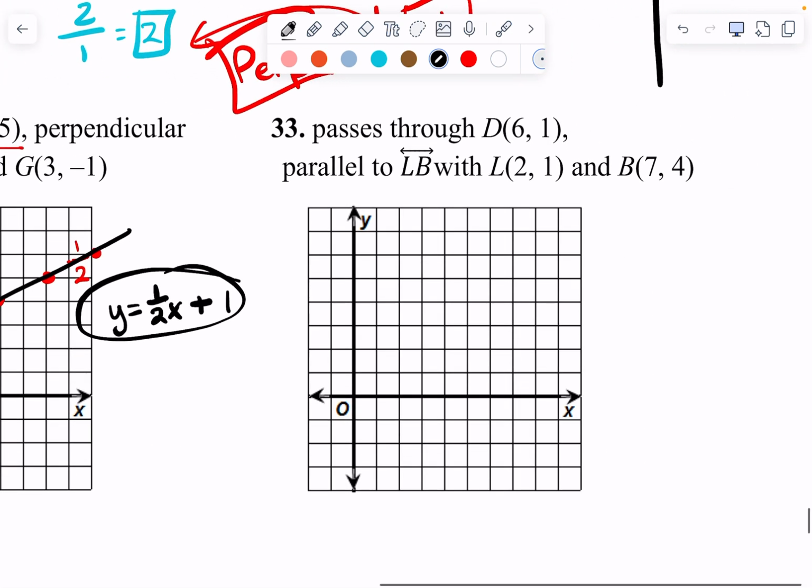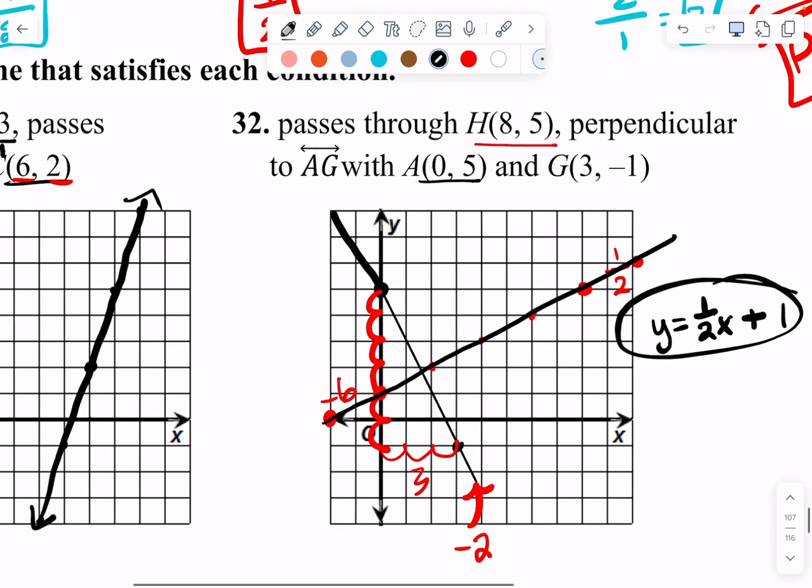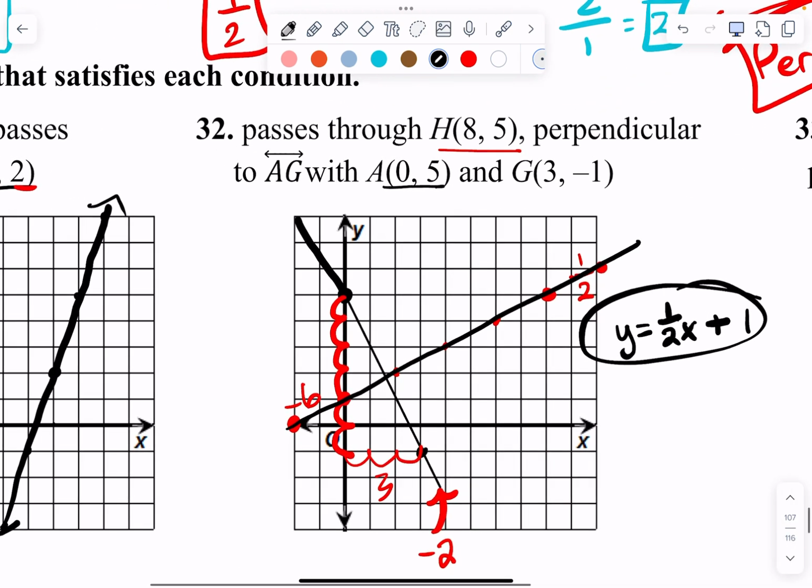33 doesn't come out nice. 32 doesn't come out nice, like they don't cross at a nice point. Right. But you're not having to find the distance, so it doesn't matter, like you would in the bottom one.